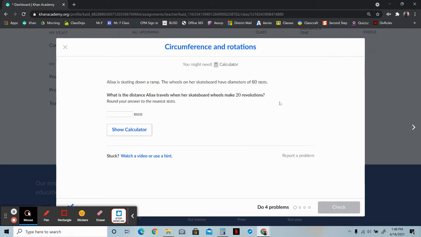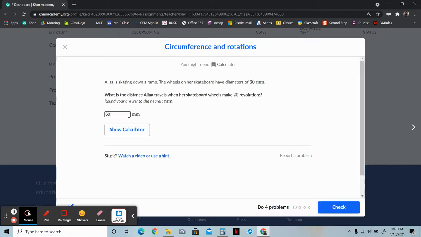So basically, what they're trying to show you here is that the circumference of the wheel is the distance traveled for every revolution. So the first thing you're going to do is figure out the circumference of this wheel, and then multiply it by the number of revolutions to find the total distance traveled. In this situation, the diameter is 60, so the circumference would be 60 times pi, 60 times 3.14.